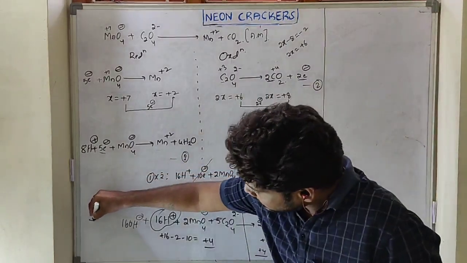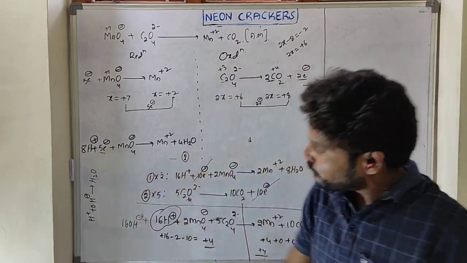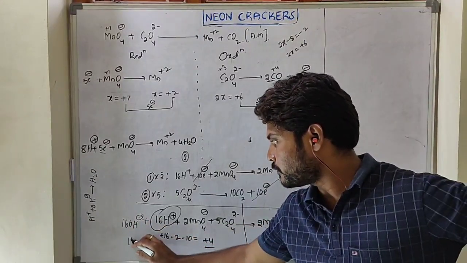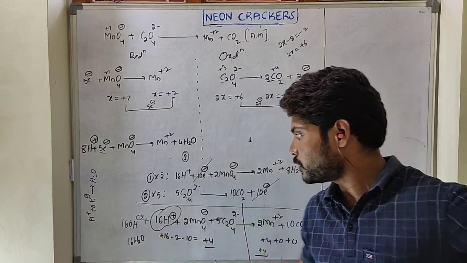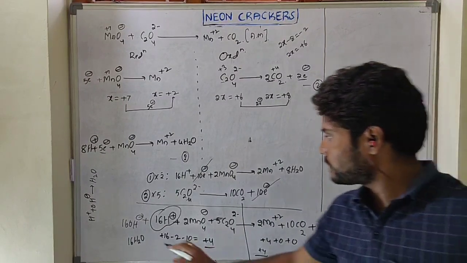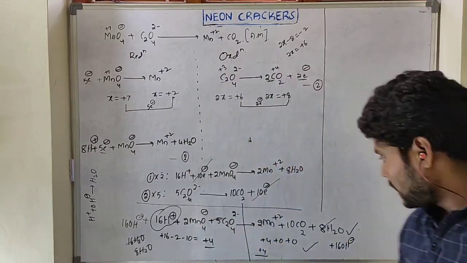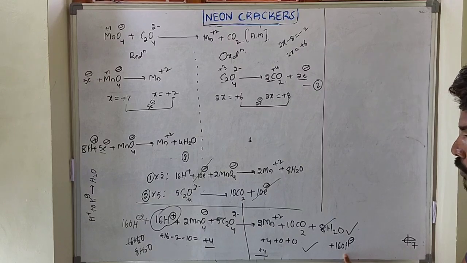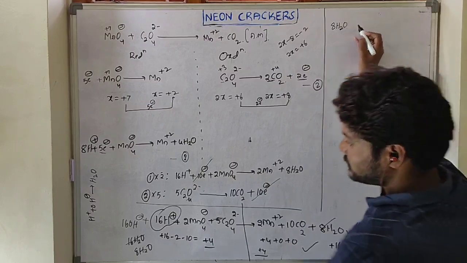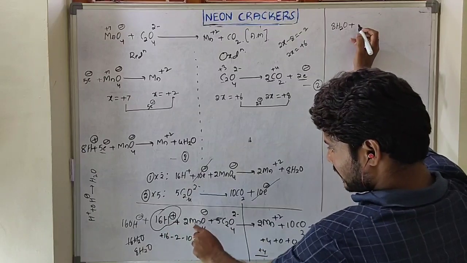Now, of course, you know that 1 H+ and 1 OH- give 1 molecule of water. So 16 H+ and 16 OH- give 16 water molecules. Left side has 16 water molecules, right side has 8. So 8 molecules get cancelled, and 8 water molecules are left on the left side, and on the right side we get 16 OH-. For the final equation in basic medium, everything else is the same, and the 8 H2O get cancelled.